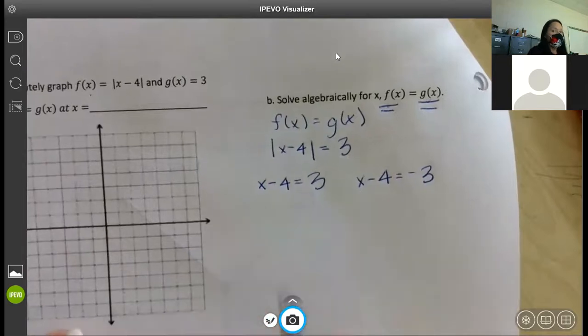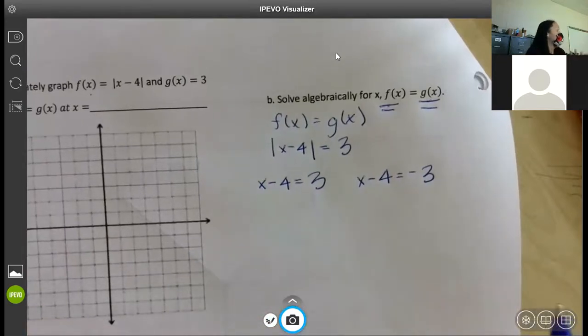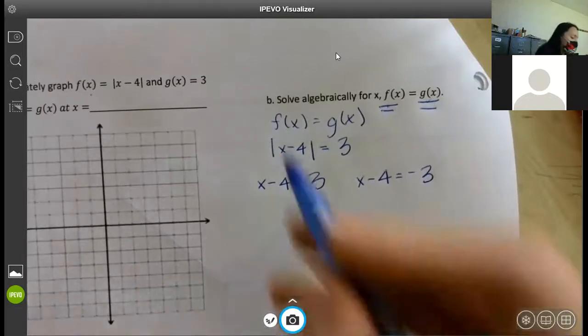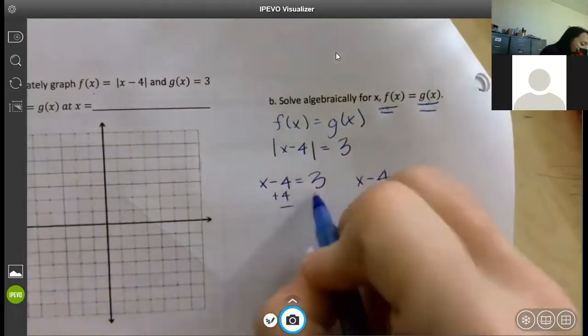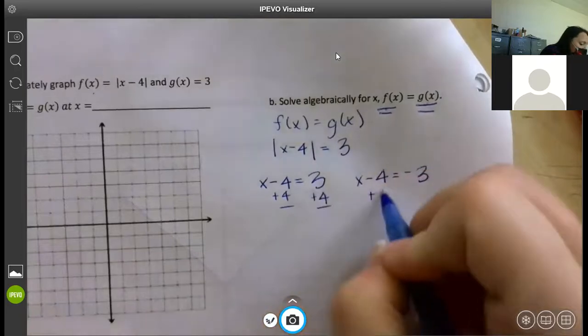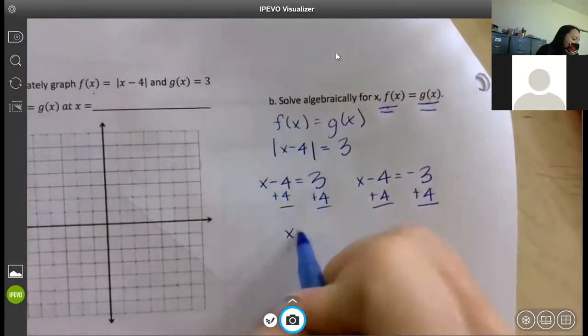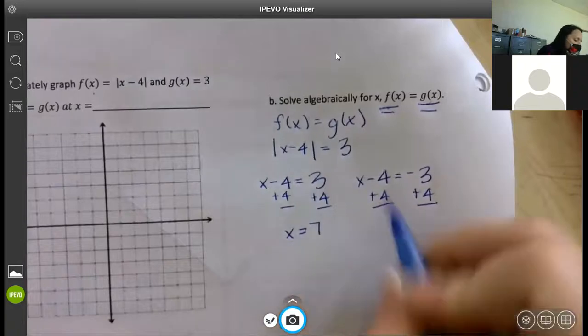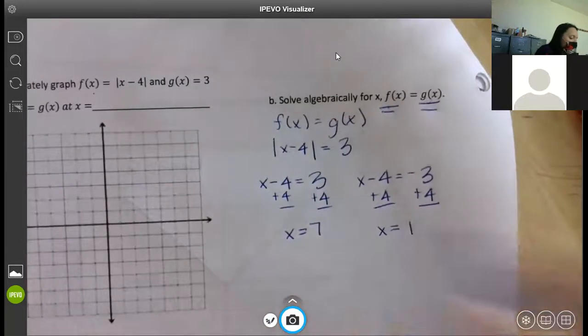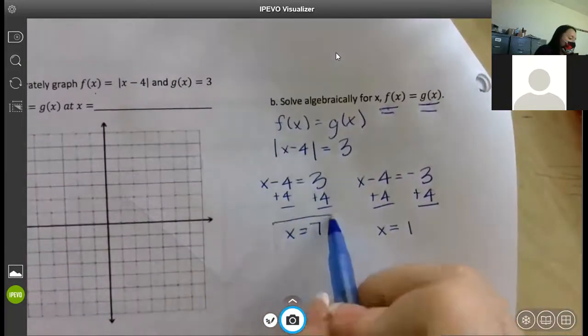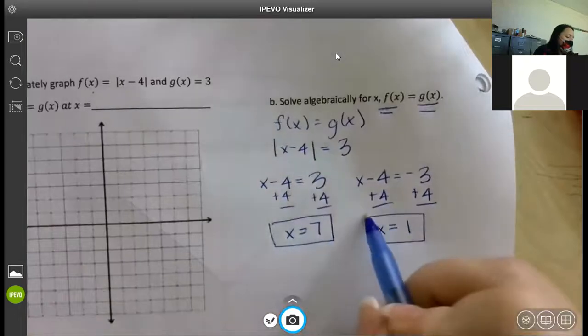How do you solve this first equation? Add 4. I go ahead and do them both at the same time, and I only do that because they're both the same. And then I finish up with 3 plus 4 is 7, and negative 3 plus 4 is 1. So there are my 2 answers. That's it.